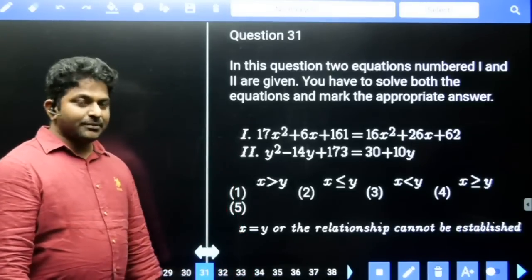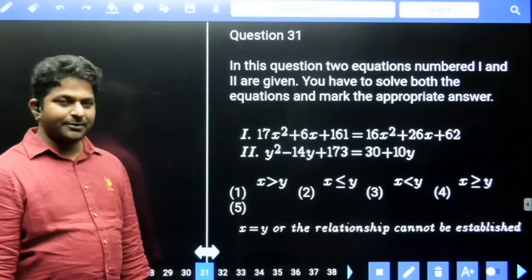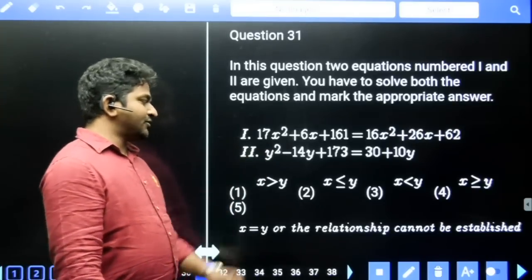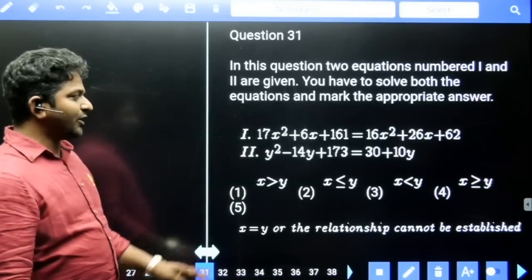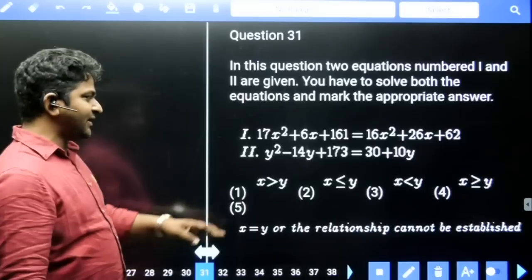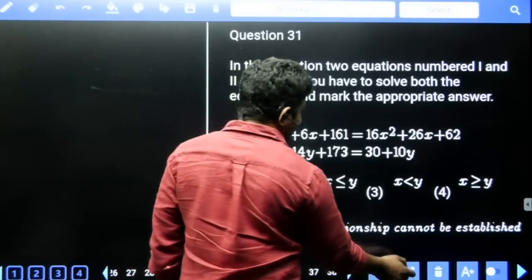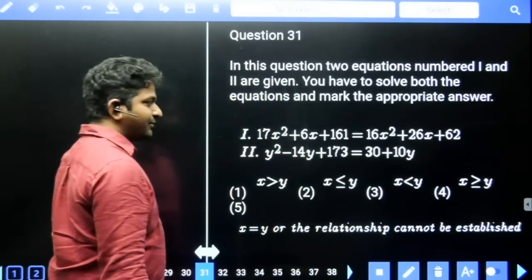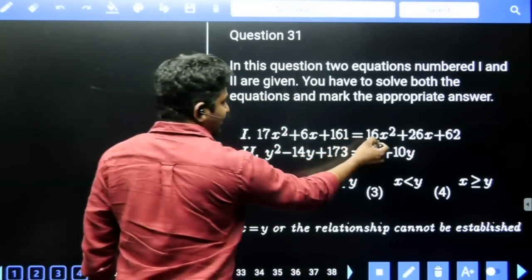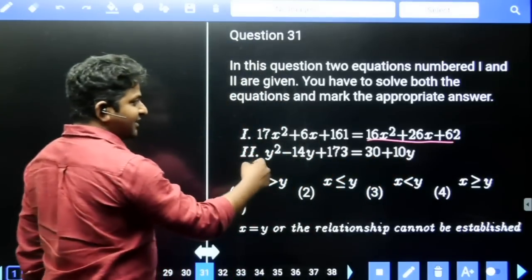Let us start from question number 31, IBPS PO prelims paper. Question number 31: 17x square plus 6x plus 161 is equal to 16x square plus 26x plus 62. So take right hand side values to left hand side.